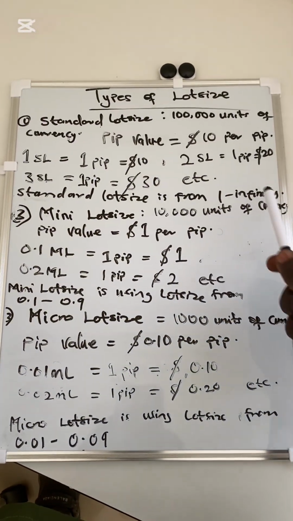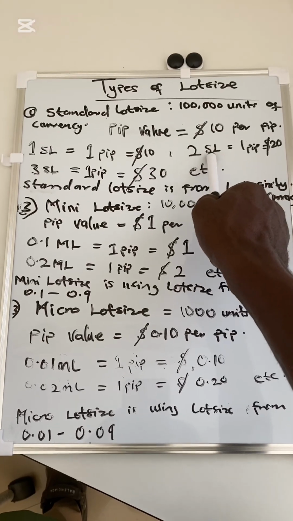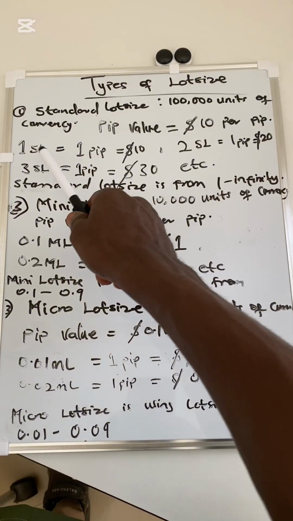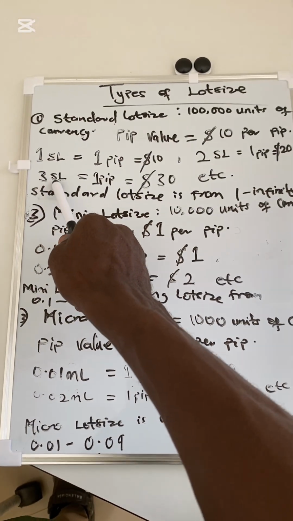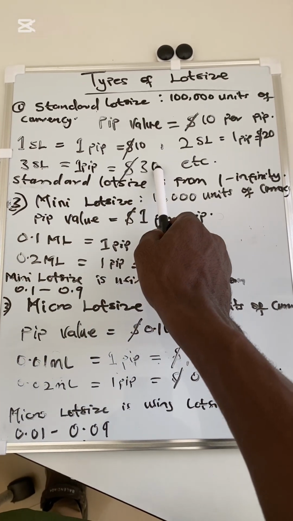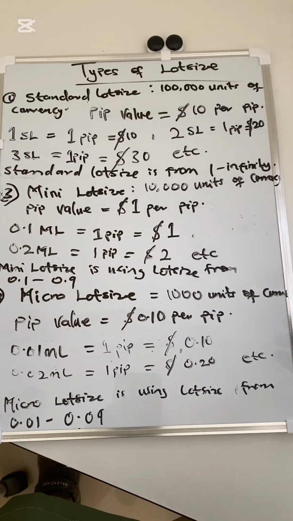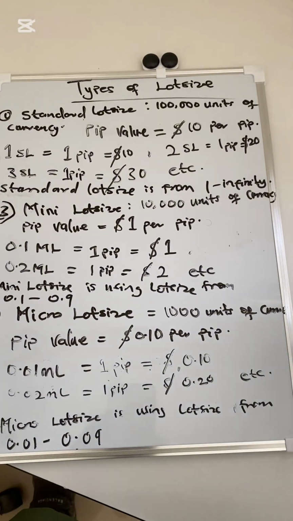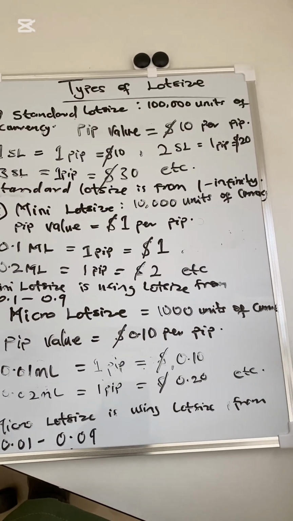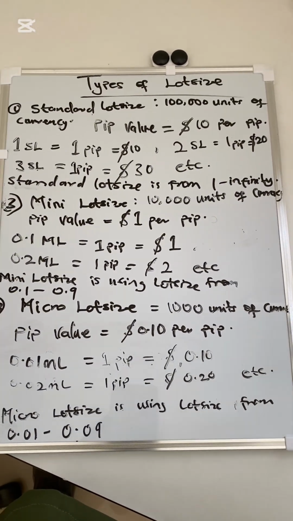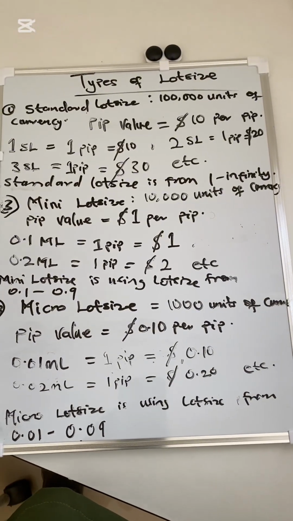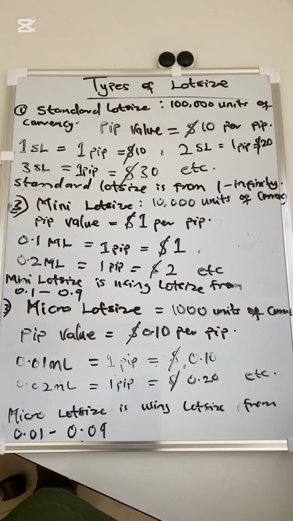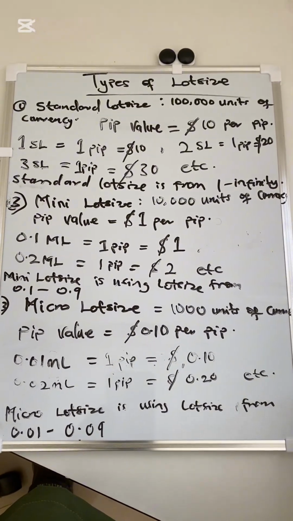If you are using two standard lots and the market moves one pip, you make $20. If you are using three standard lots, the market moves one pip, you make $30. If you are using 10 standard lots and the market moves one pip, you make what? 100 USD. So standard lot size is from 1, 2, 3, to 1,000, 100 to infinity. Any whole number value that you use as your lot size is a standard lot size.